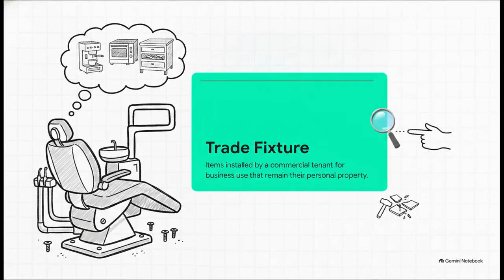Now, there is a really critical nuance here when we shift gears over to commercial real estate. It's known as a trade fixture. Think of, say, a dentist renting a commercial office. They install these massive, heavy, specialized dentist chairs, and they bolt them directly into the floor and into the plumbing. Now, while that seems incredibly permanent, because it's a commercial relationship and the item is specifically for their business operation, it actually remains the tenant's personal property. So when the lease is up, the dentist can absolutely take the chair with them, provided they repair any damage that was caused by removing it.